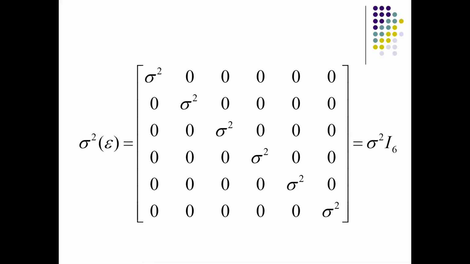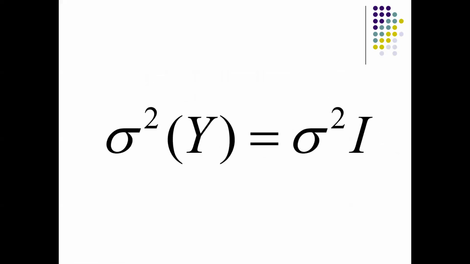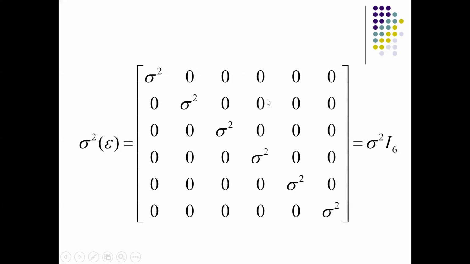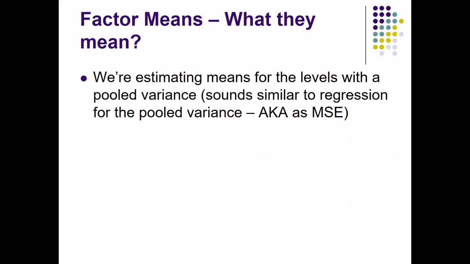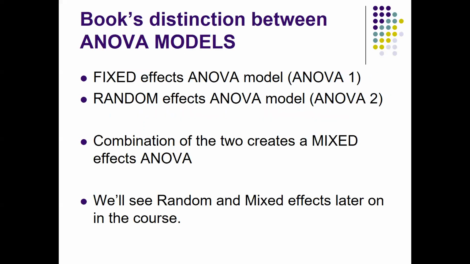And in this case, we're going to estimate that parameter. Our estimate of that sigma squared is the MSE, the mean squared error, just like you saw in the regression model. Matrix algebra-wise, the variance of y is sigma squared times the identity matrix. So the identity matrix, just remember, is the matrix with ones down the main diagonal. So when we're estimating the means for the levels with a pooled variance, that pooled variance is just like the regression model, and that's our MSE.